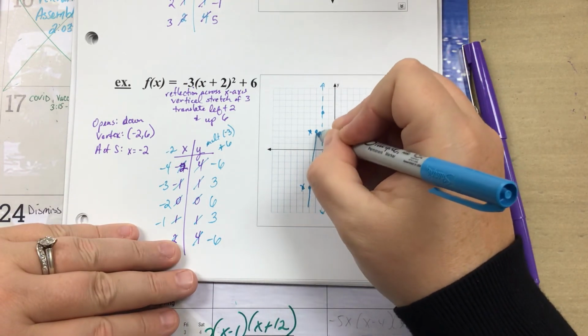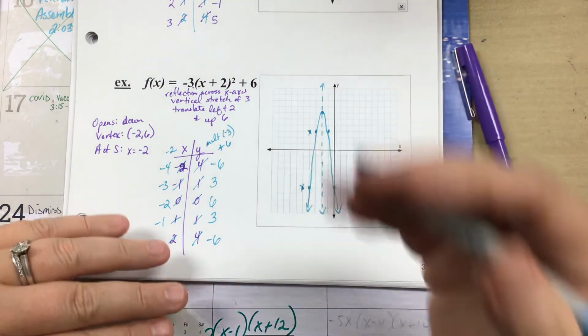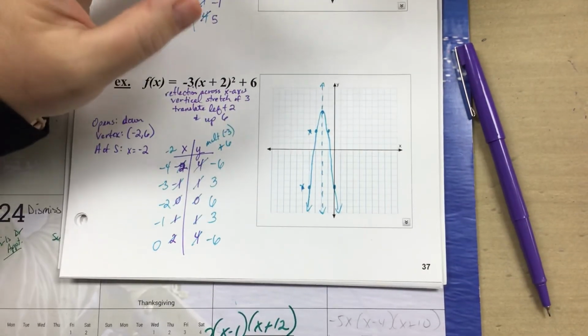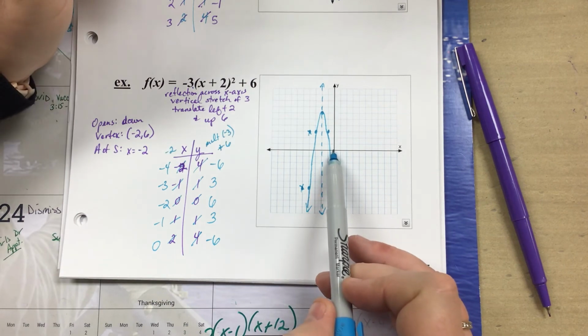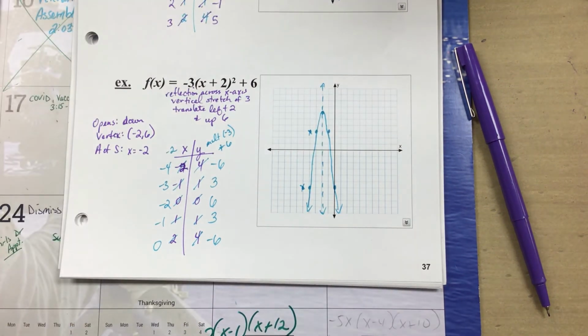So if I draw my graph, again, it fits what we talked about. It reflected across the x-axis because it's opening down. It stretched vertically. It got more narrow. And again, we shifted the vertex to the left 2 and up 6. That's where it should occur.